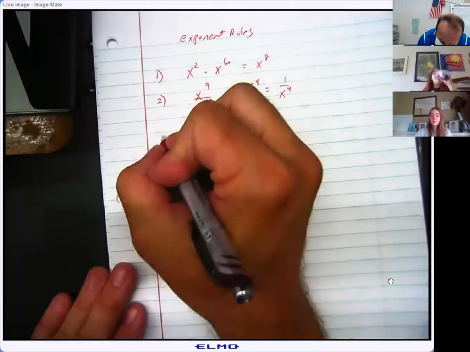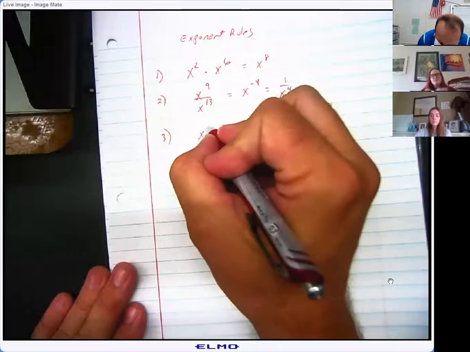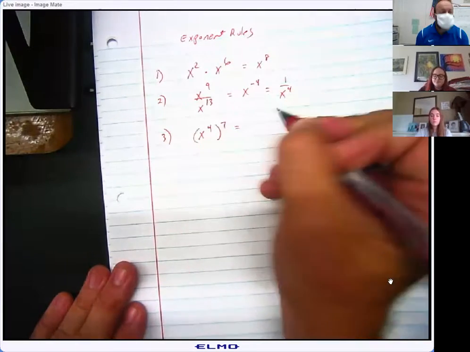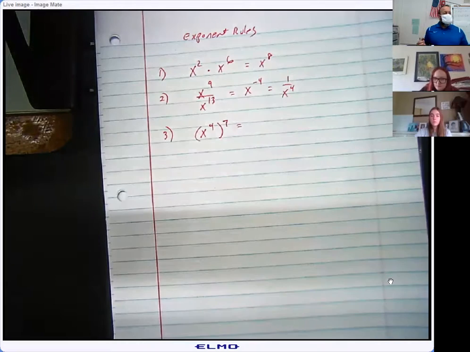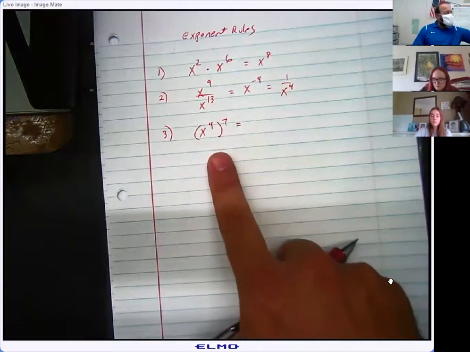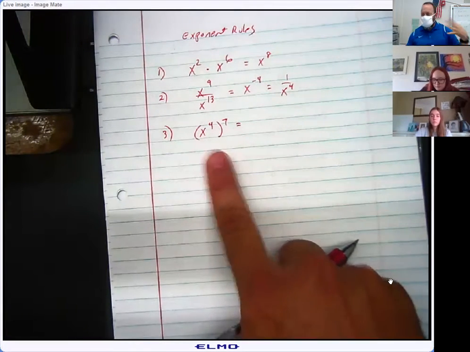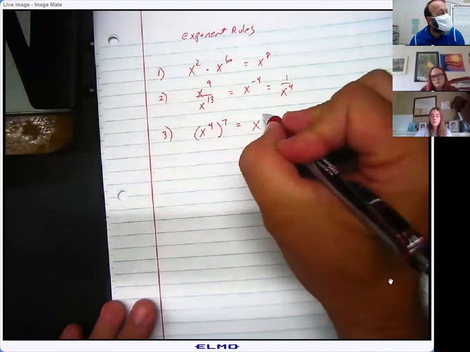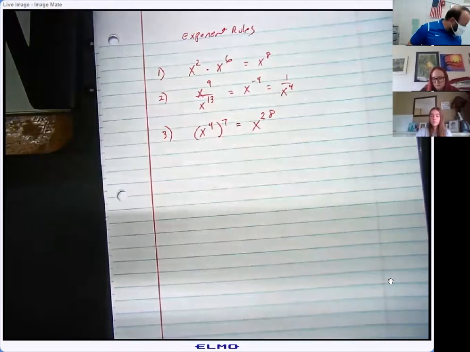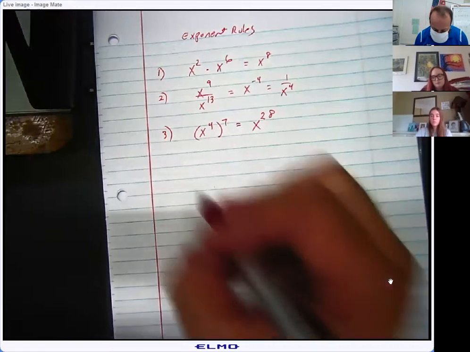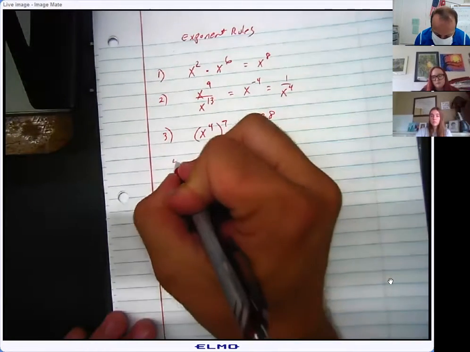How about number 3? X to the 4th to the 7th. Powers of powers. That's X to the 4th, X to the 4th, X to the 4th, X to the 4th, lots of X to the 4th. So that's X to the 28. You guys got that down? Not too bad. Okay, that's fine. So now let's actually talk about the real stuff.